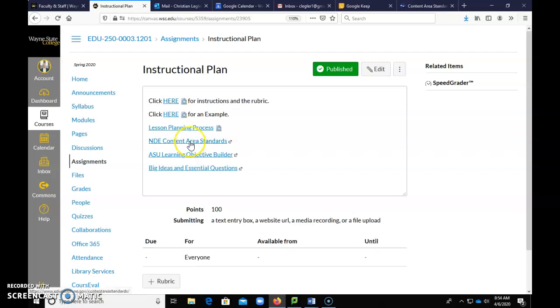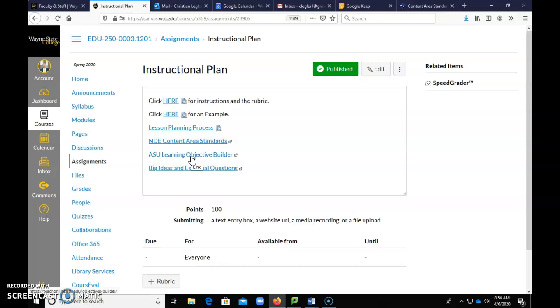Once you've determined what your standard or standards are, you should probably only have one or two standards. And then in most lesson plans, you don't want to really have more than three. Anywhere from like 3 to 5 or 1 to 5 learning objectives.